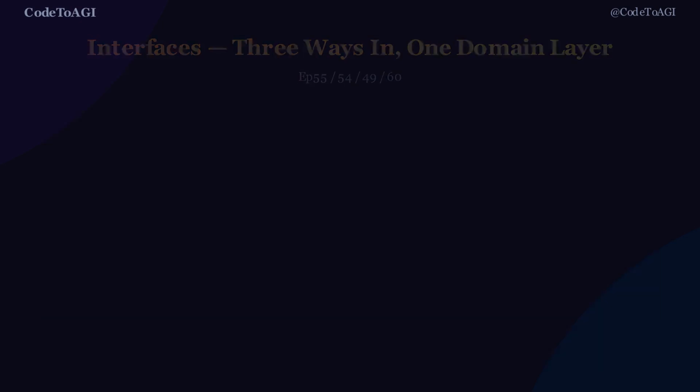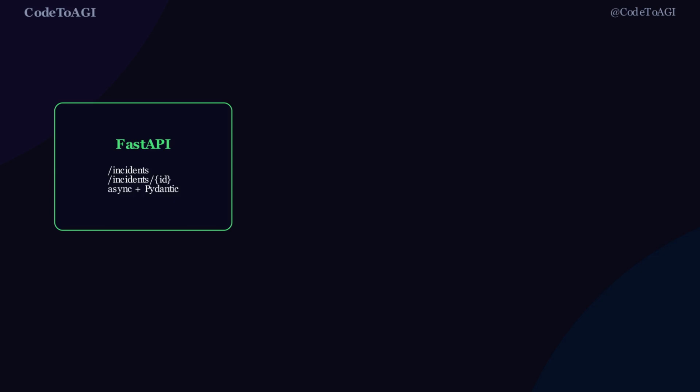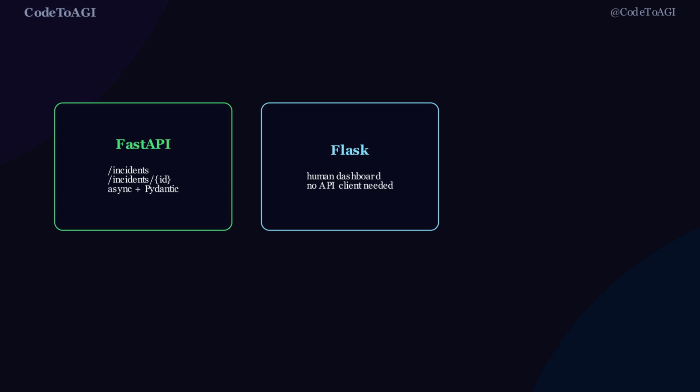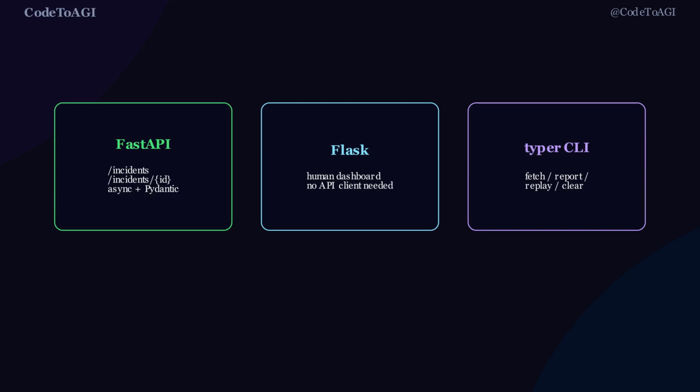Third failure: one interface wasn't enough. Different people needed different ways in. FastAPI exposes incidents as a real REST API, pydantic models, async endpoints, docs generated for free. A small Flask page gives a human a dashboard view, no API client needed. A Typer CLI runs the same logic from a terminal: fetch, report, replay, clear. All 3 call the exact same domain layer underneath. Nothing is duplicated, nothing can drift. And yes, there's a 10-second hinter status widget too, because sometimes you just want a window that's always on top.